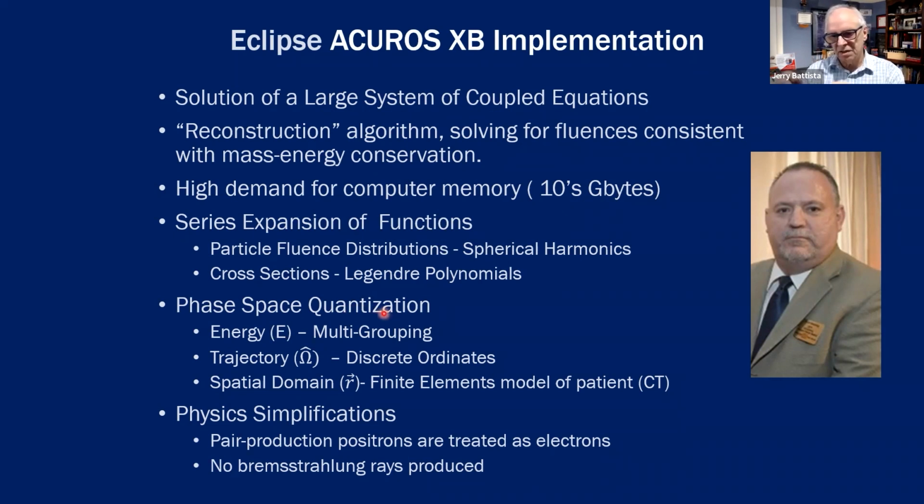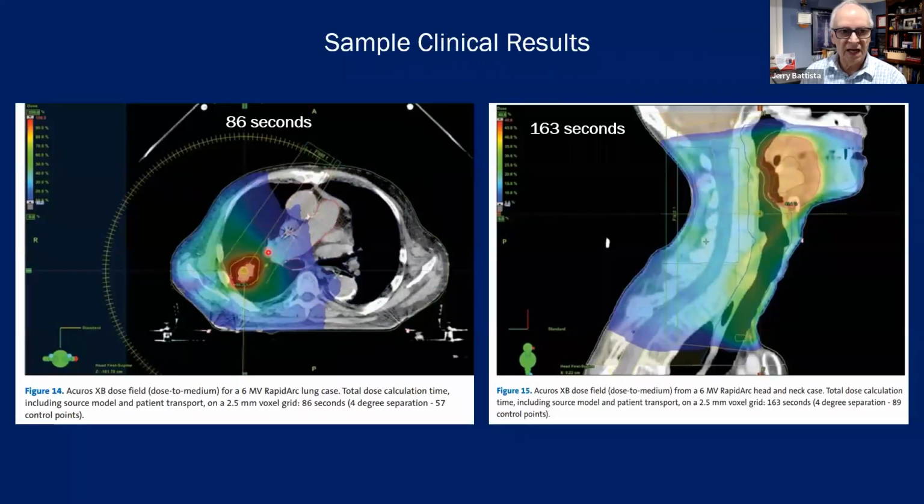The quantization is not one EV per bin. They're grouped, and similarly the angles are grouped. And finally we have finite elements of the patient, and there are some physics simplifications. Pair production, positrons are treated as electrons, and there's no Bremsstrahlung. So there's a bit less physics in this method, but the results are spectacular.